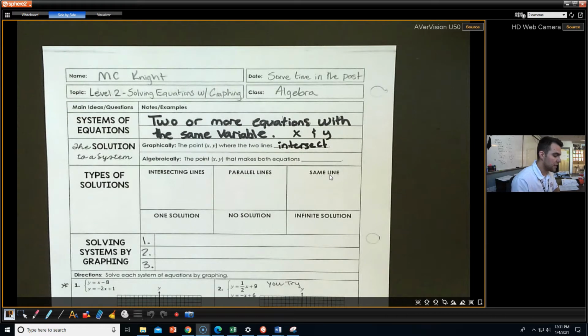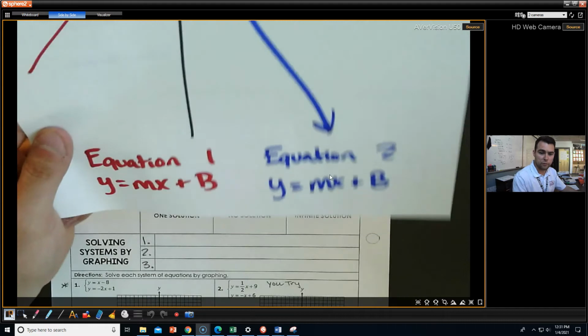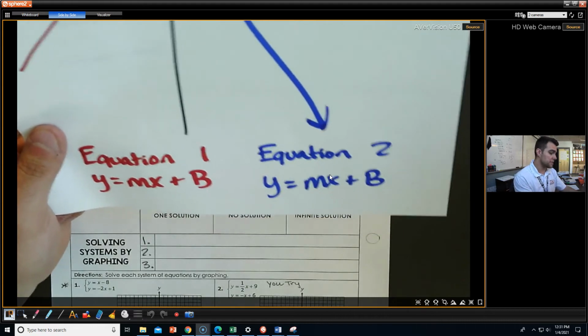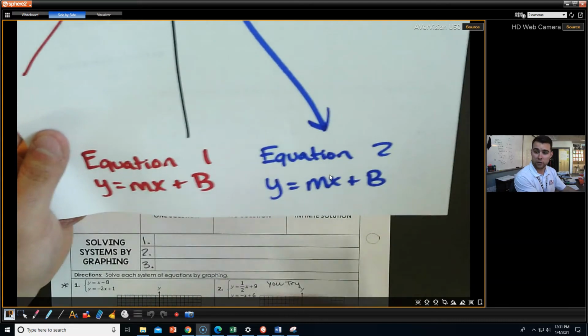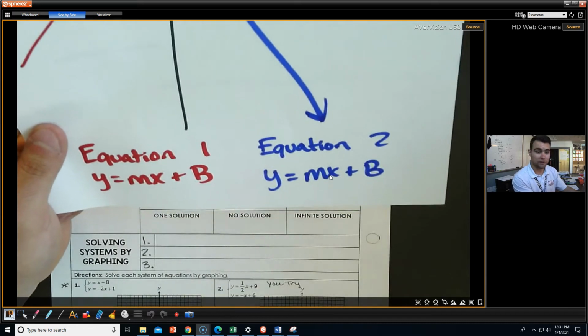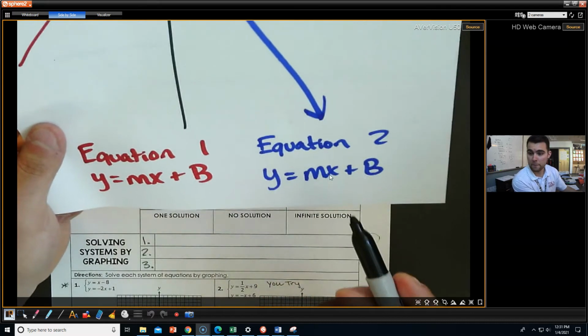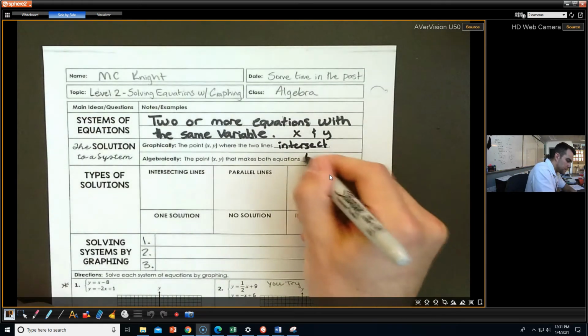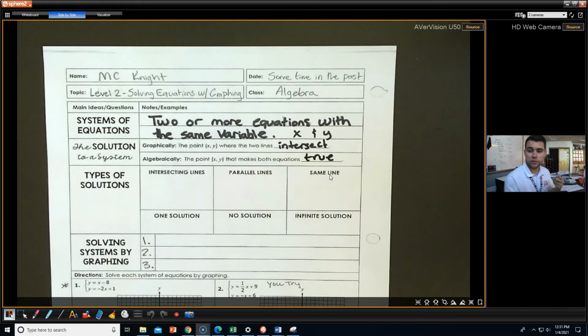Algebraically, though, the point xy, which you could not really see with these yet, but we will see as we continue on with them, it's what x and y have to be for both equations to be true, for like 3 to equal 3 or 8 to equal 8, right? That makes it true. So those are the two ways we can use variables in a system of equations to see if we're actually solving them, right? We solve them by finding what they have in common, okay? Whatever the x and y are.